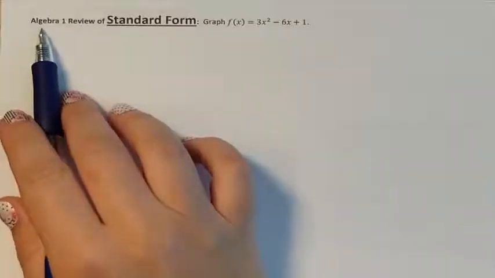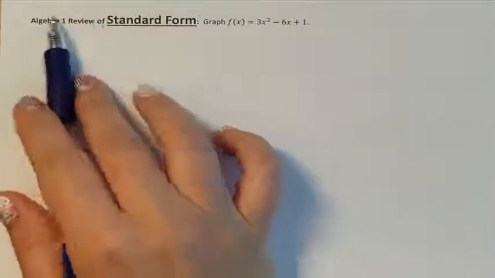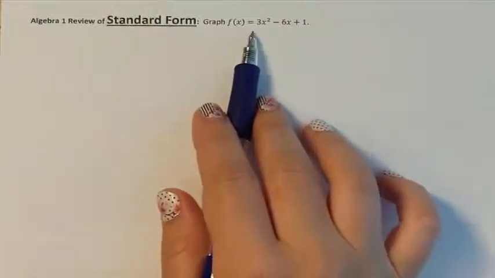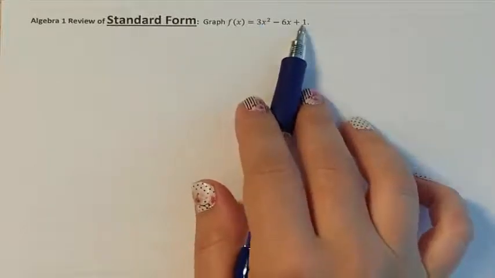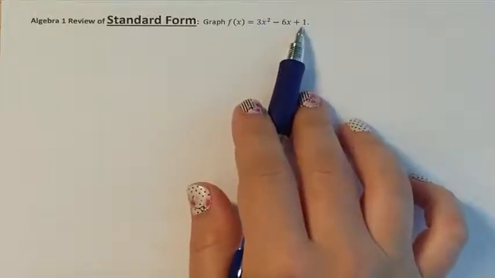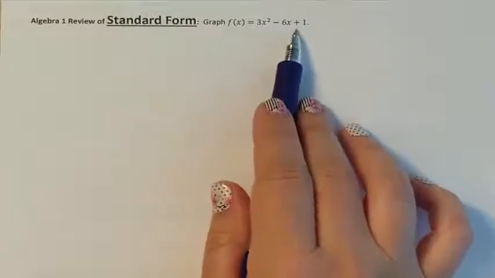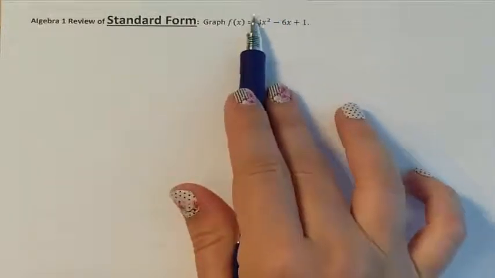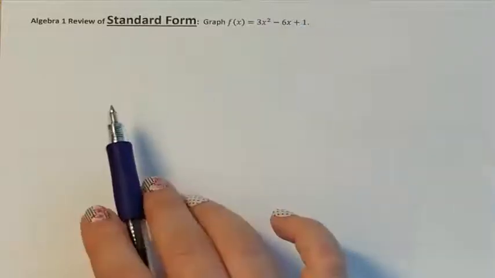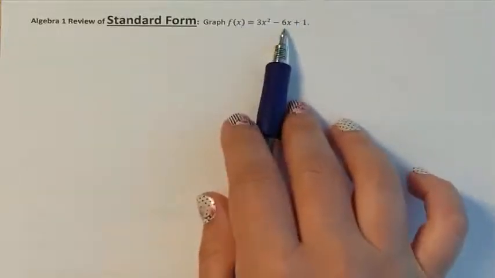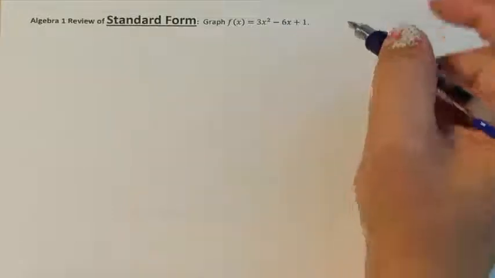So we are being asked to use Algebra 1 review of standard form. Looking at this problem, I do not see a parenthesis with a square next to it like I'm used to seeing in my quadratic functions. I see this as a multiplied out polynomial. So this is considered standard form where we have A, B, C. So how do we graph it if it is in standard form?